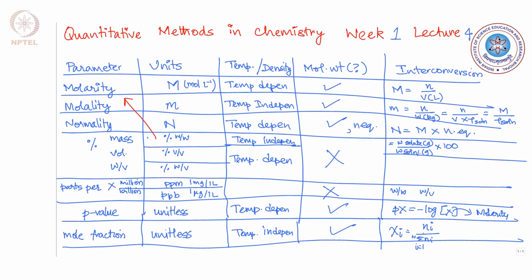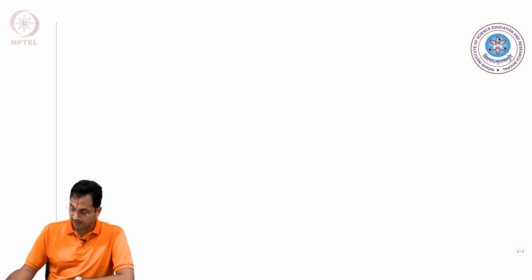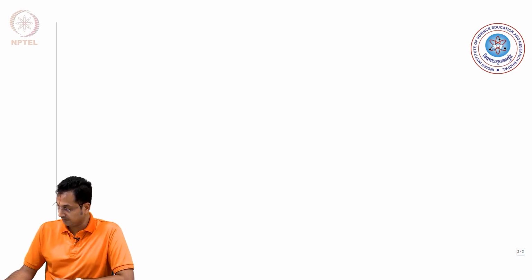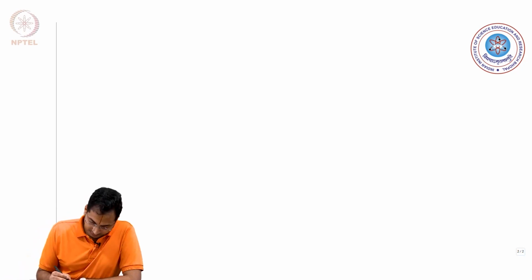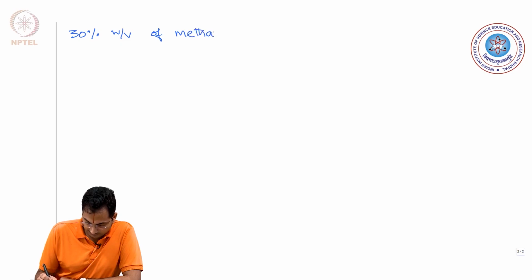Now that we have seen all the definitions for these different parameters to determine concentration, why do we not go ahead and take up an example in this case. So, let us take an example of 30% weight by volume of methanol in water.